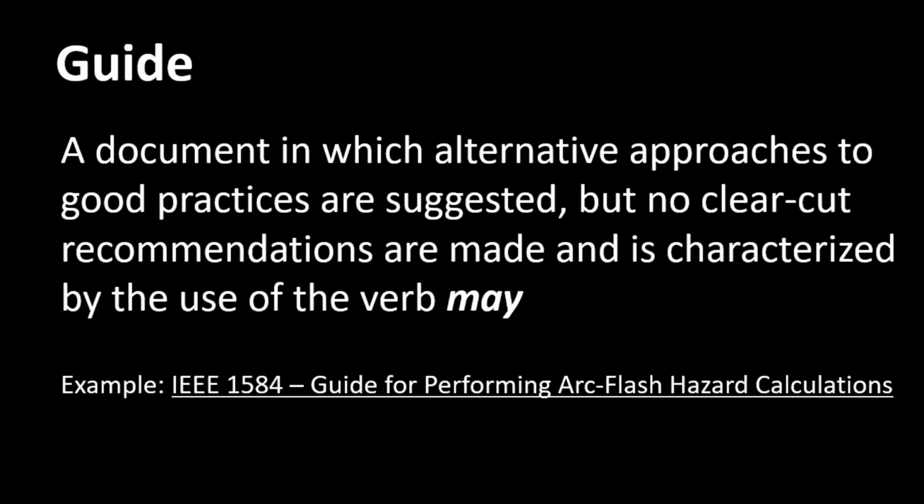A guide is a document in which alternative approaches to good practices are suggested, but no clear-cut recommendations are made. It is characterized by the use of the verb may. Again, the requirements would read, you may do this, you may not do this. You can see the language is getting softer in terms of the enforcement. We went from shall, should, to may. IEEE 1584 is an example.